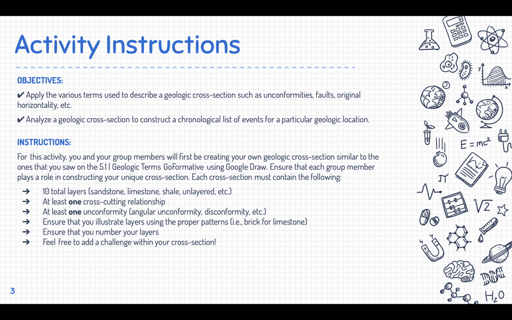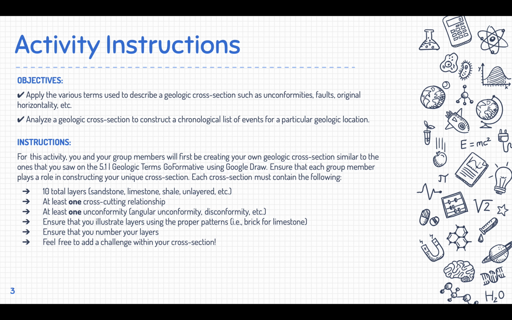No requirements there. I do want there to be at least one cross-cutting relationship, so intrusion, faulting, shifting, anything like that. At least one unconformity. It could be a particular type of unconformity, or just a standard unconformity. Ensure that you're illustrating the layers using proper patterns. You know the proper patterns for limestone, shale, and sandstone, so please follow that in your illustrations. Make sure that you also number your layers to help the other group in writing a geologic history, so that they can reference the layers more easily. And feel free to have some fun.